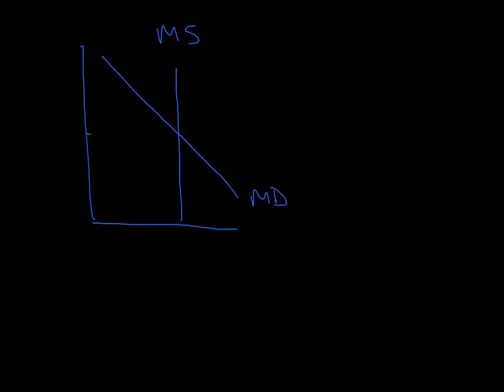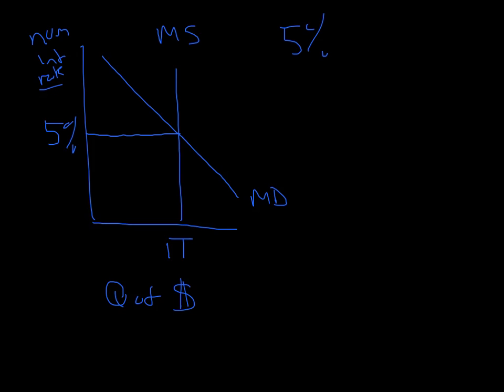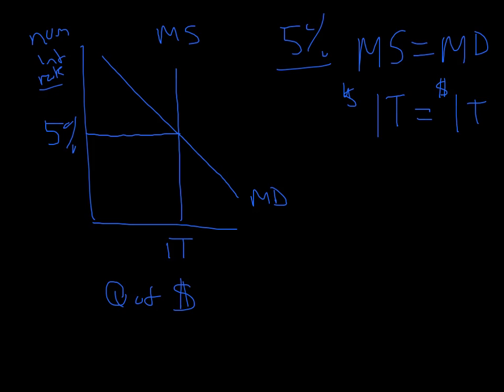So in this scenario, at a nominal interest rate of 5%, let's say $1 trillion is the quantity of money, we have equilibrium. All right, so at 5%, in equilibrium in the market, the quantity of money supplied equals the quantity of money demanded. Don't forget what money supplied is. It's the amount of money that's actually being held. So $1 trillion is actually being held, and the amount that people want to hold is $1 trillion.